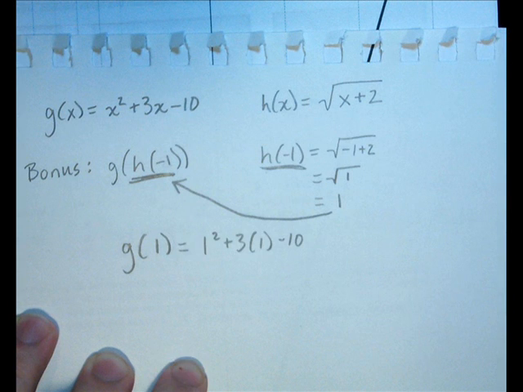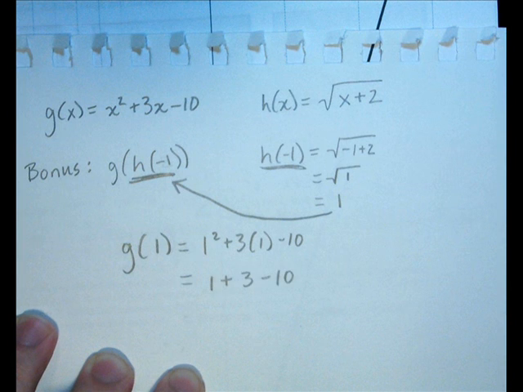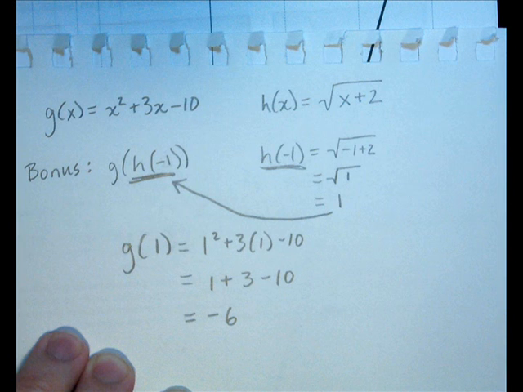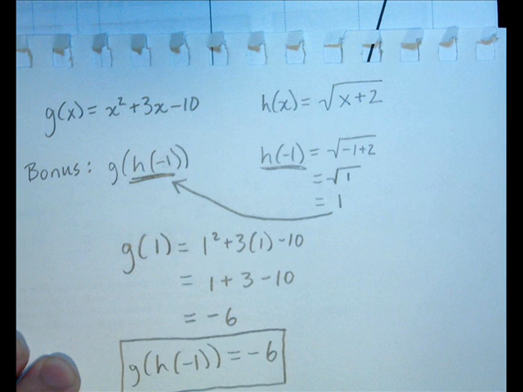So it becomes g of 1 equals 1 squared plus 3 times 1 minus 10. And you can glance back up at that top equation to see the x squared plus 3x minus 10. You can see how we've just replaced the x's with 1s. Simplify that a little bit. It's very simple. You get 1 plus 3 minus 10. And if you add 1 plus 3, that's 4. Take away 10, you get negative 6. So the entire expression, g of h of negative 1, simplifies down to negative 6. And that's our answer here.